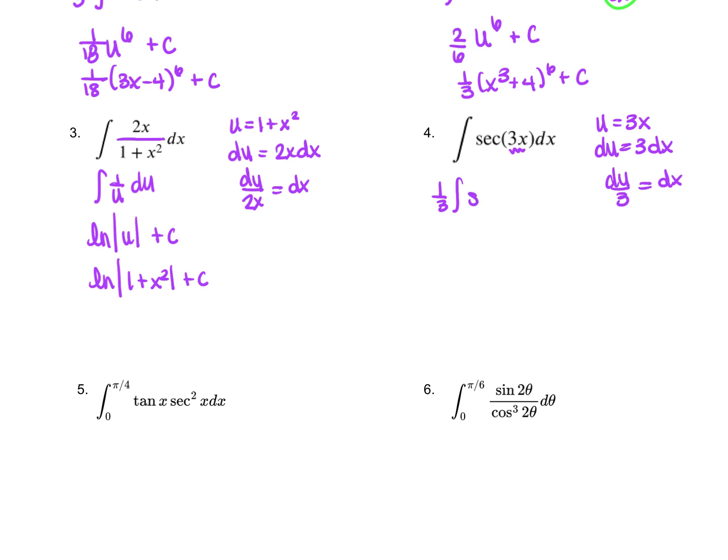The integral of secant is natural log secant theta plus tangent theta. So secant u plus tangent u plus c. And again, those are the ones you have to memorize. People do forget them. I do all the time too. I have to kind of think about them.